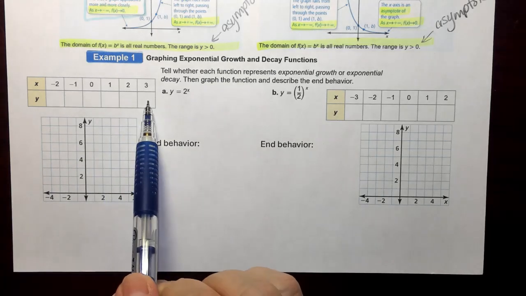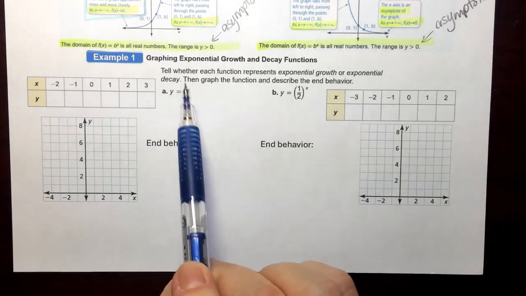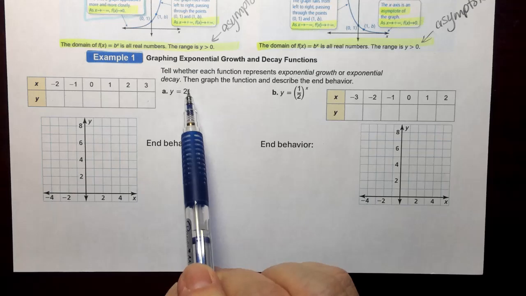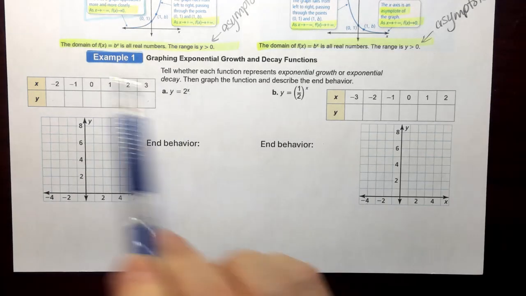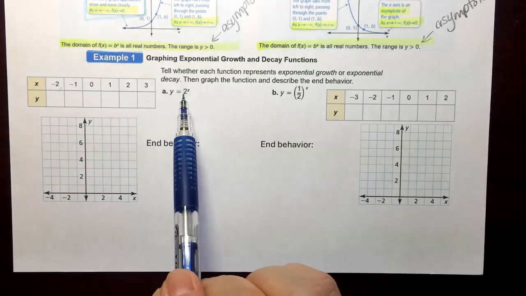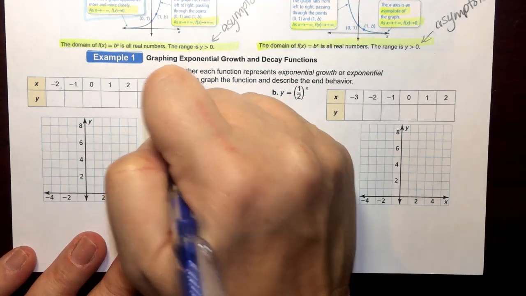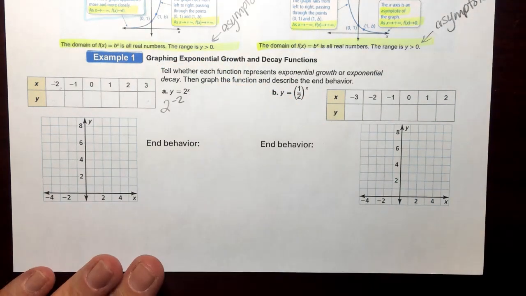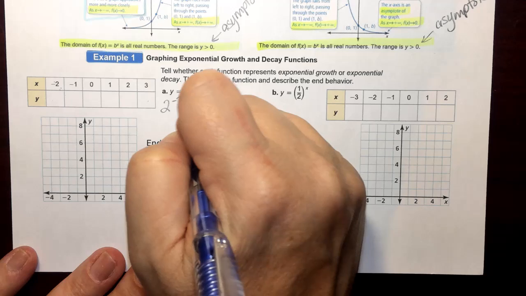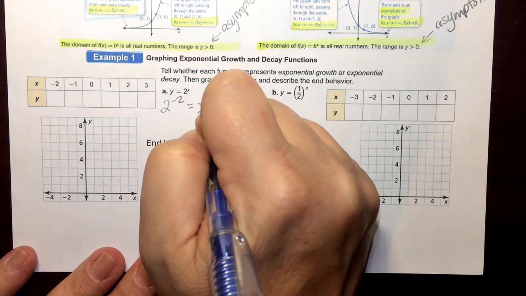All right, they gave us a table. They want us to input the values. So how do we input the values? Same way you would with any other. We just have 2 to the x power. So we're just going to replace the x with -2 and solve. So if we put in 2 to the -2 power, remember that's the same as saying 1 over 2 squared.